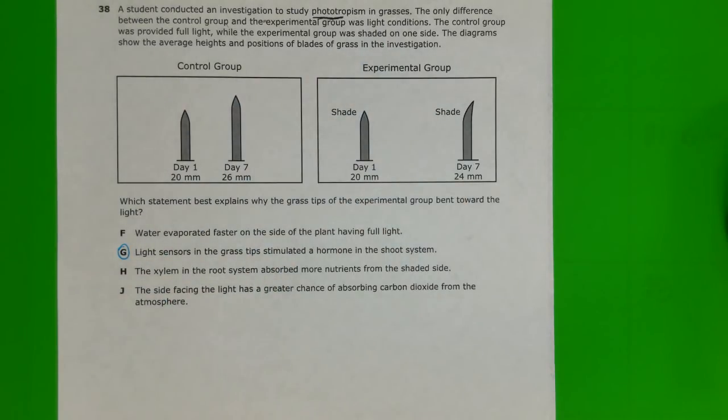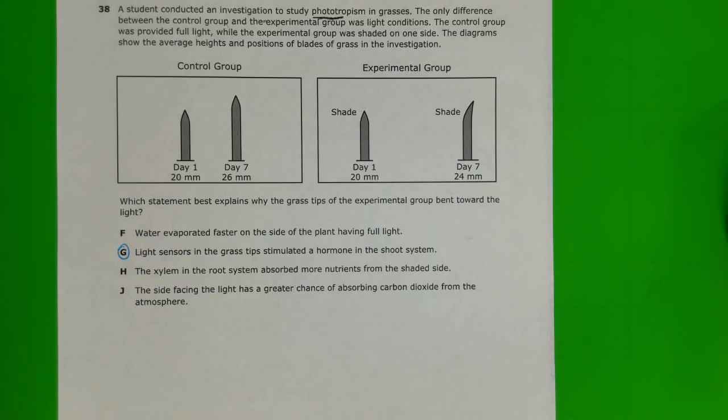The control group was provided full light while the experimental group was shaded on one side. The diagram shows the average height and the position of the blades of grass in the investigation. Which statement best explains why the tips of the experimental group bent towards the light?